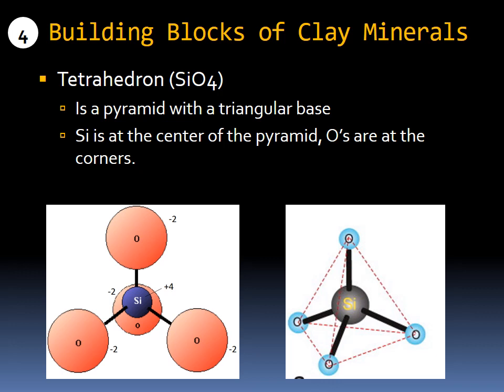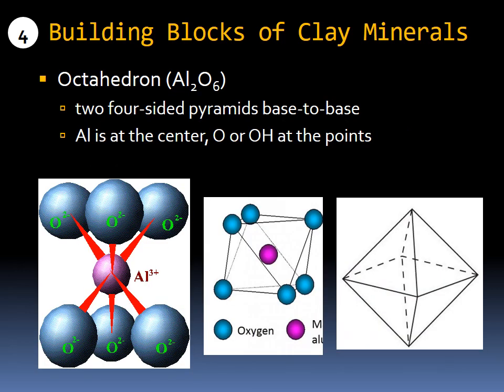Now, why four oxygen atoms? It's because silicon is 4+, and therefore, to satisfy it, you need four oxygen atoms. Silicon is positive and oxygen is negative, and that's why they bind together to form a tetrahedron. So a tetrahedron, in a simple way, looks like a pyramid, and it consists of silicon at the center and four oxygen atoms.